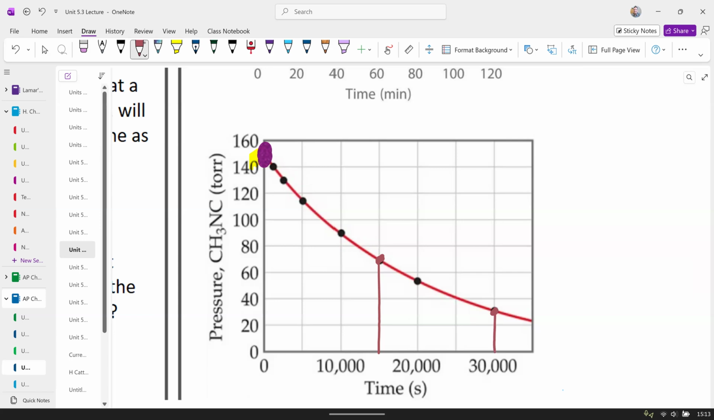So there we go. Now 30,000 minus 15,000. That's 15,000 seconds. And this was 15,000 seconds. The successive half-lives are the same. What does that mean? First order. And now we were able to identify that. Isn't that nice?